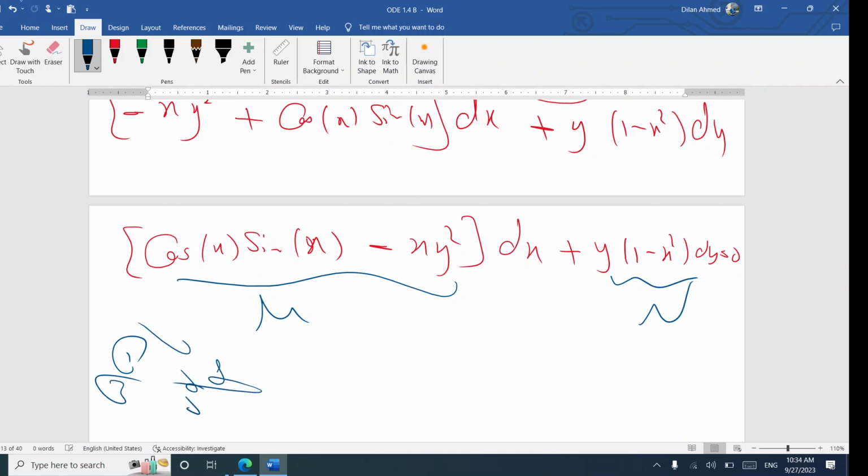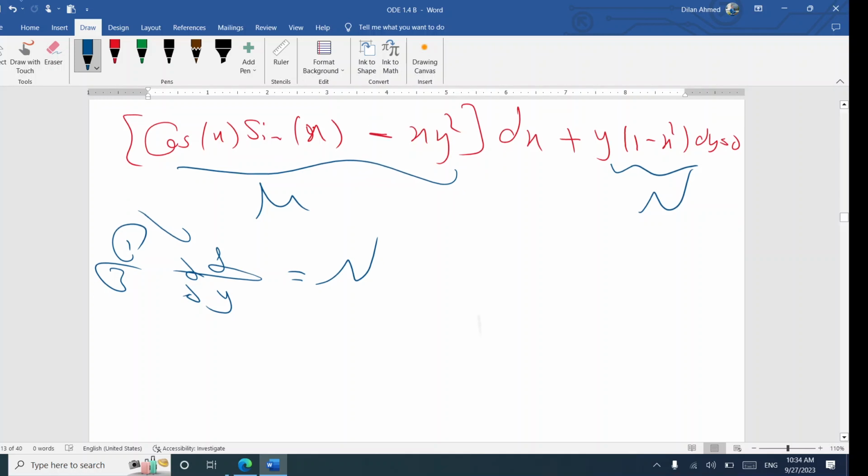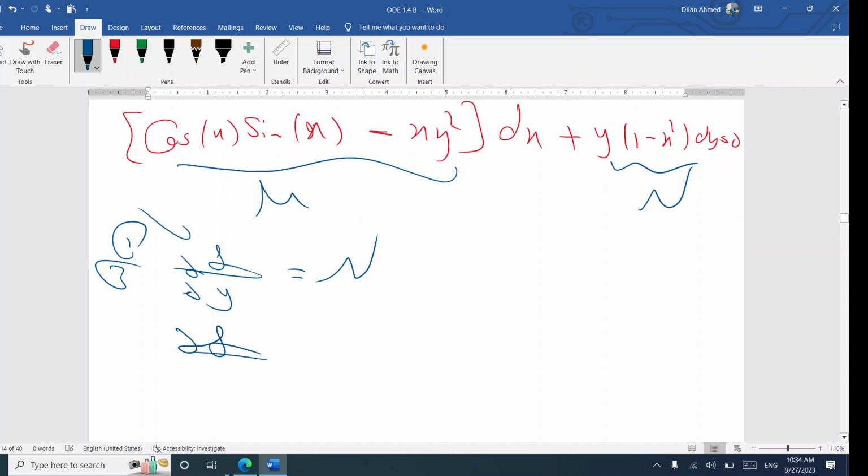partial f by partial y equal to n. Why did I go to n? Because n is easier. You can see n is easier. That's why. Maybe your friend is going to use partial f by partial x equal to m. It's okay. Nobody says it's wrong. So now I'll say partial f by partial y equal to y(1 minus x squared).